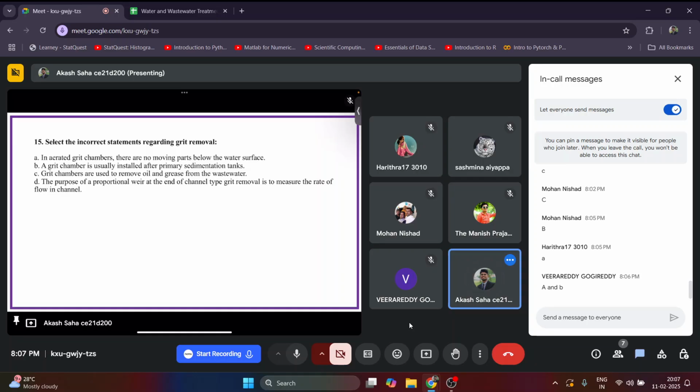Moving to the next question. Select the incorrect statements regarding grid removal. So here we have to identify the incorrect. In aerated grid chambers, there are no moving parts below the water surface. A grid chamber is usually installed after primary sedimentation tank. Grid chambers are used to remove oil and grease from the wastewater. The purpose of proportional weir at the end of channel type grid removal is to measure the rate of flow in channel. So which of the options are incorrect?